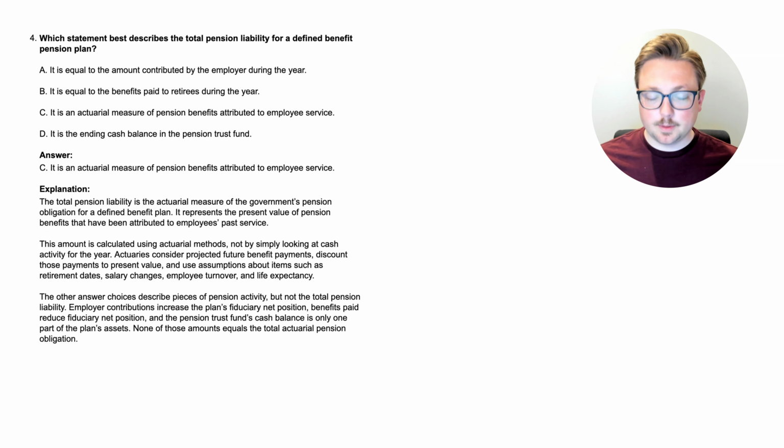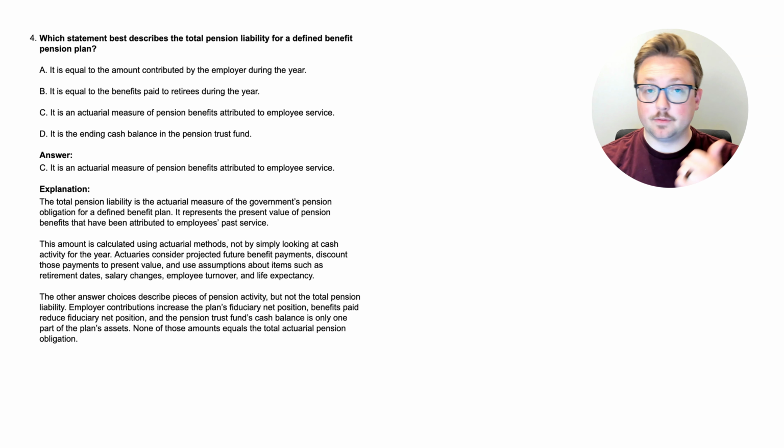We did talk a little bit about this in a previous question, but let's dive deeper into it here. The total pension liability is the actuarial measure, so something that was actually decided by an actuary, of the government's pension obligation for a defined benefit plan. It represents the present value of pension benefits that have been attributed to employees' past service. So this is the amount that is attributed to the past service. This amount is calculated using actuarial methods, and you're not really going to have to do that, so don't worry. It's not calculated by simply looking at cash activity for the year.